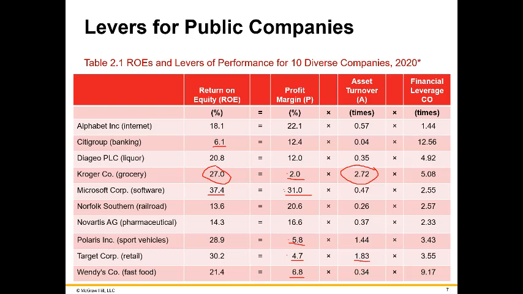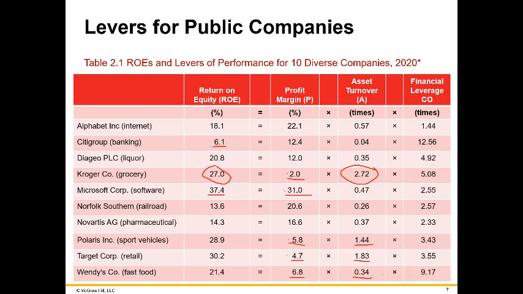Next highest is Target, which is kind of similar, a little bit more premium, a little less volume, a little less inventory turnover, but still a pretty large asset turnover. There's Polaris. Polaris wants to move those vehicles through the dealerships, so they're all above 1. And then notice all the other ones are pretty small. They're well below 1. Look at Wendy's.